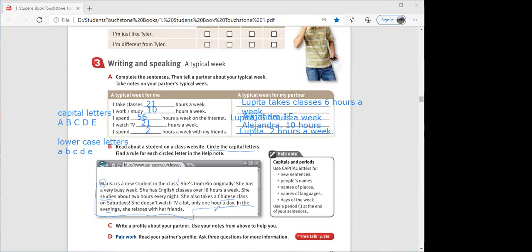Okay, you always change the words in a text. So you said "she students," "she studies," third person. And this one you corrected, it's Chinese, right? She also takes a Chinese class on Saturdays. She doesn't watch TV a lot. Only 1 hour a day. In the evenings, she relaxes with her friends. So the same, when you find readings like this, please practice, practice.